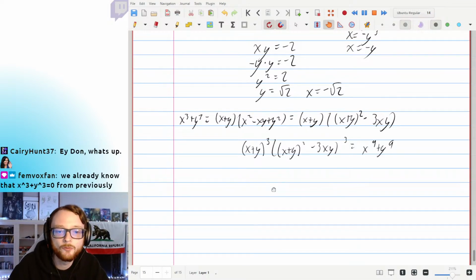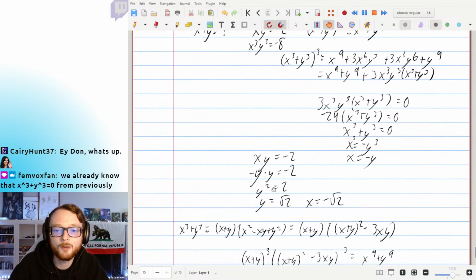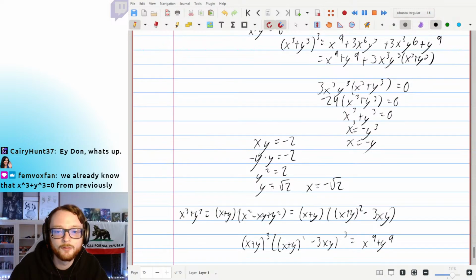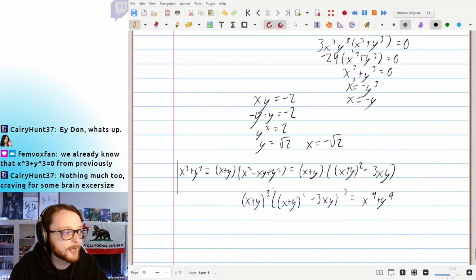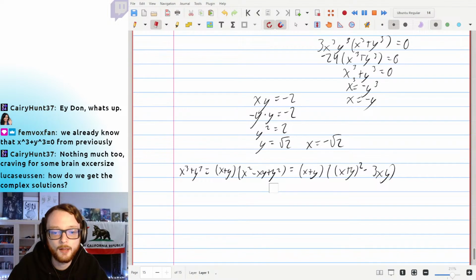X cubed plus y cubed is 0. Oh, you're saying to get complex. Okay. So I thought this would be a way to start from scratch and do the problem differently, but if we build on the work we did before, then sure, yeah. Apparently from this realization that from what we did before, x cubed plus y cubed is 0.